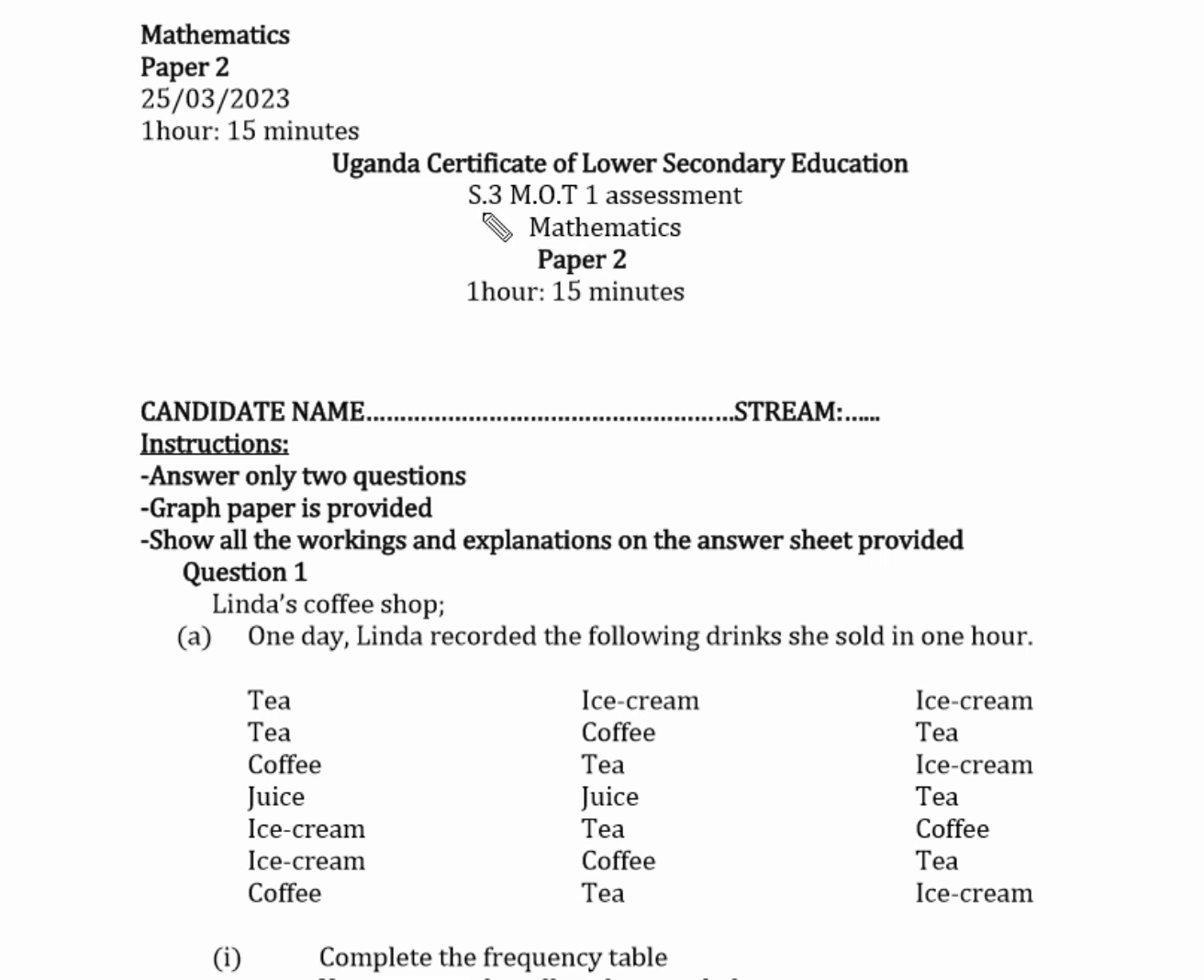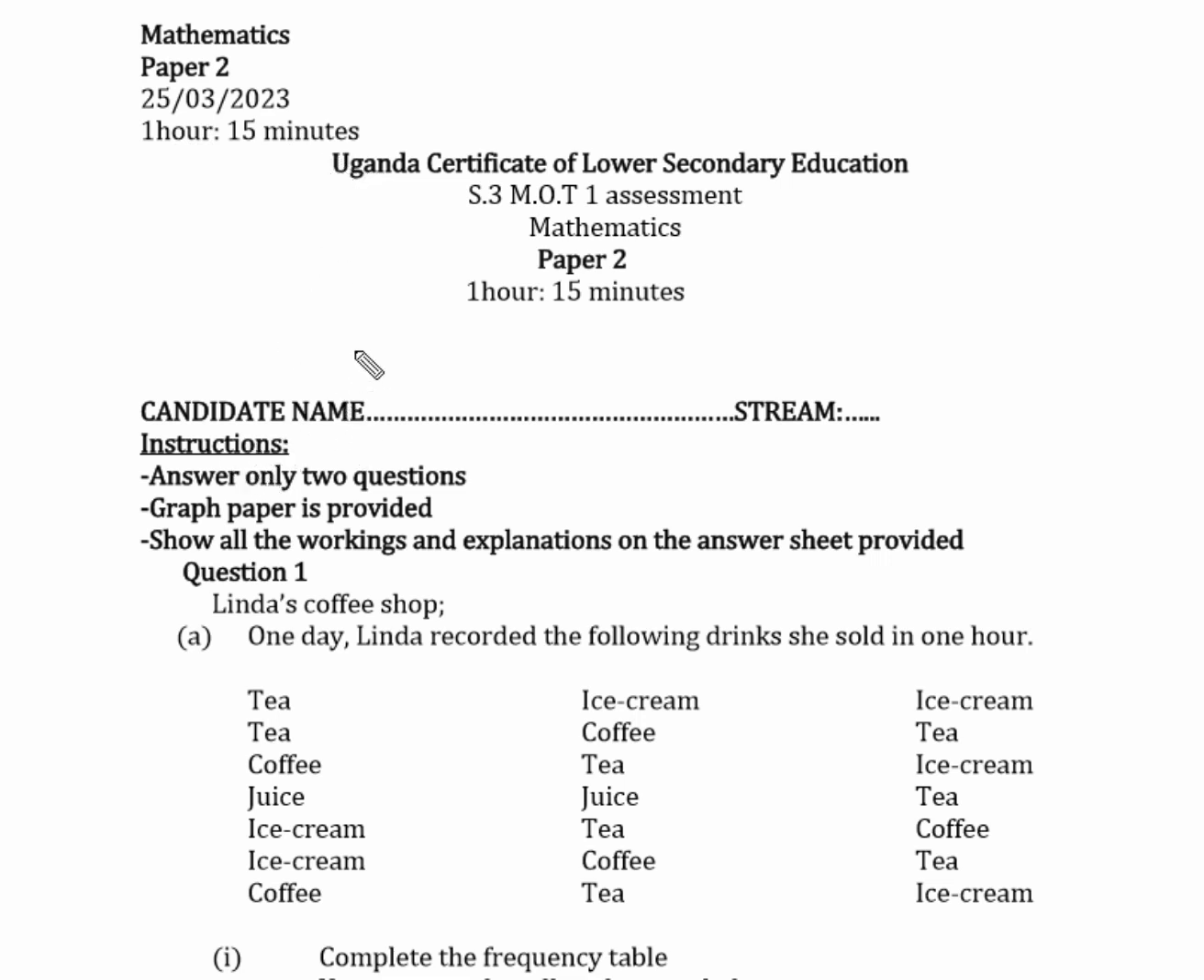Hello everyone. In today's lesson we are going to do corrections of the Senior 3 mid of Term 1 assessment, Mathematics Paper 2, which was done on 25th of March 2023. Duration 1 hour and 15 minutes.